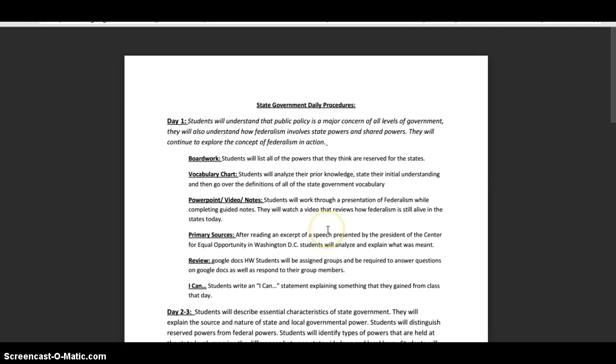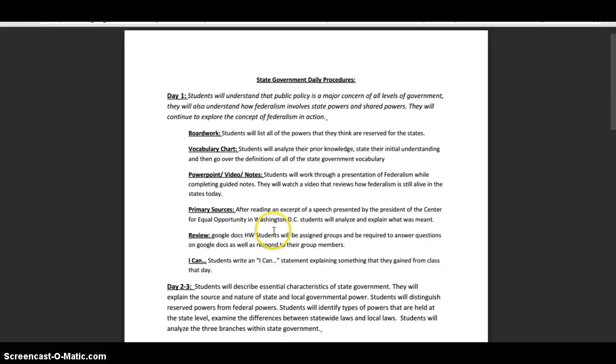Then we'll go through a video and PowerPoint presentation. There are links in my PowerPoint to different videos on how federalism is still alive in the states. We'll also go through a couple of different primary sources that students will have to analyze and answer questions on.